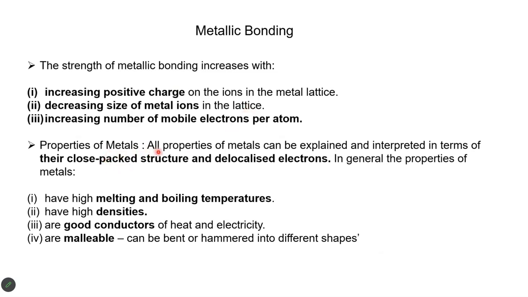Properties of metals, as we discussed, can all be explained and interpreted in terms of the close packing structure and delocalized electrons. However, some general properties of metals are that they have high melting and boiling points, have high densities, are good conductors of heat and electricity, and they are malleable. What does malleable mean? It means you can hammer it and make different shapes of the metals.